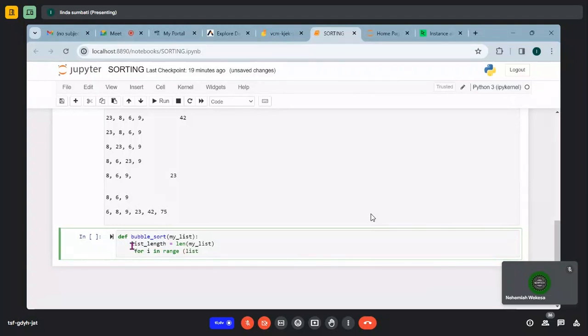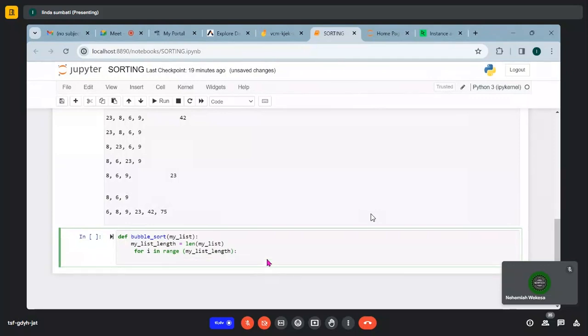Actually, you can just use length. Do my list length. Yes, because it is the length of the list. Actually, that is okay. So my list, then length. Okay, so then the colon that you are talking about now, right? Yeah.